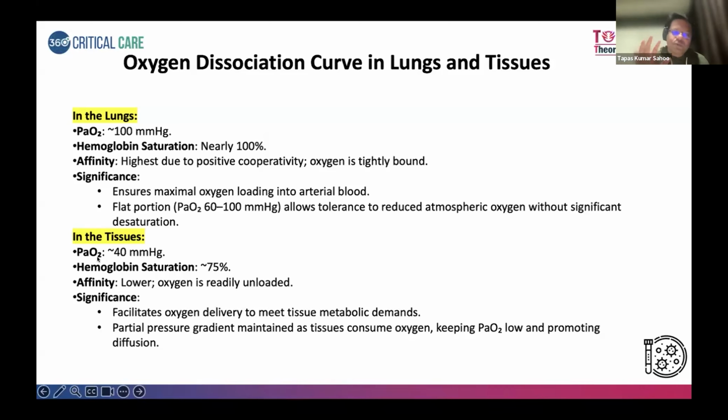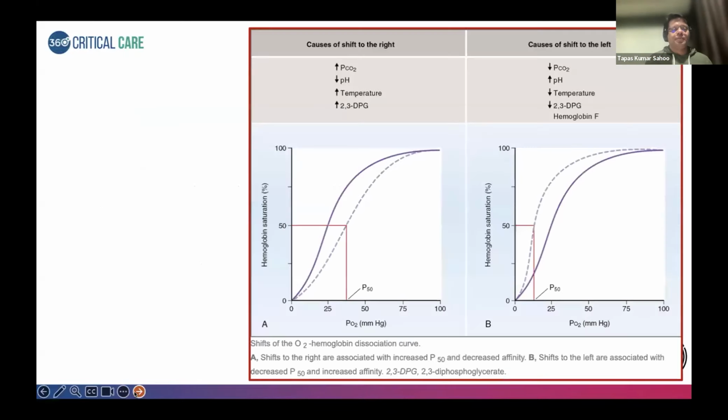PaO2 would be around 40 to 50. Saturation, I have already explained, around 75%. Affinity would be lower. Oxygen would be readily unloaded to the tissues, to the end organs. The significance would be to facilitate oxygen delivery to meet tissue metabolic demand, and that would be for better consuming the oxygen in the tissues.